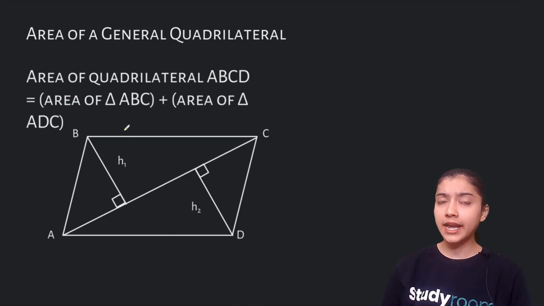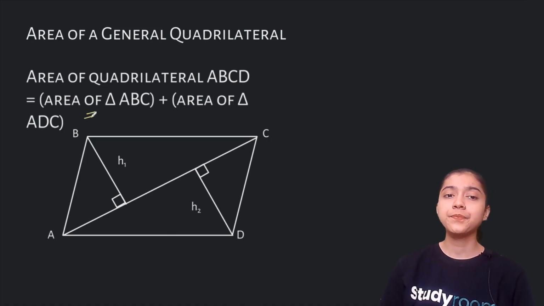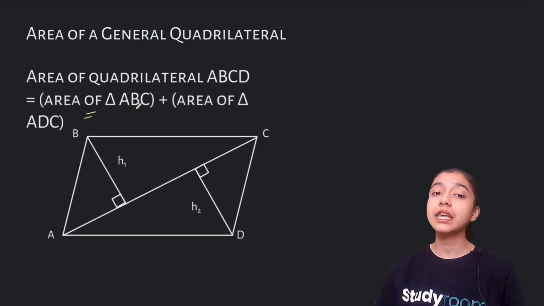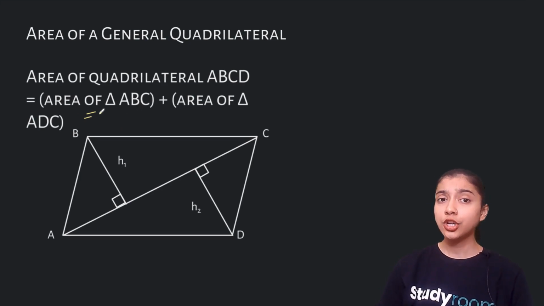Now, let us try showing you something. That is, the first thing we have is area of triangle ABC. Area of triangle, everyone knows the formula, that is half multiplied with the base of this triangle, which is AC. So I'll be writing AC. And the height of this triangle is H1. So half AC into H1.